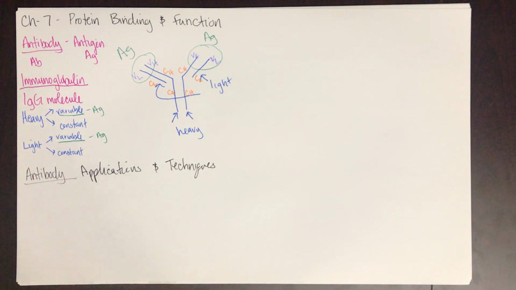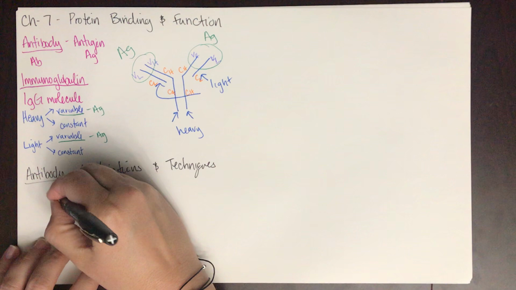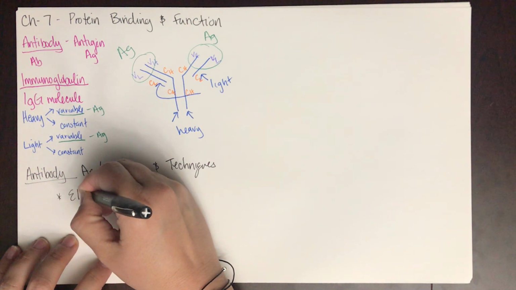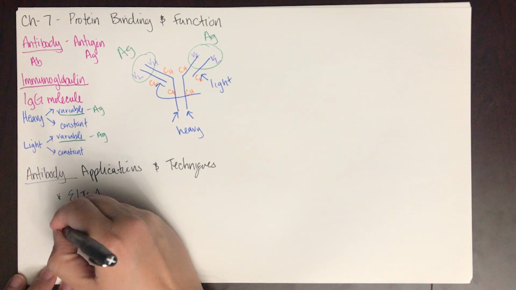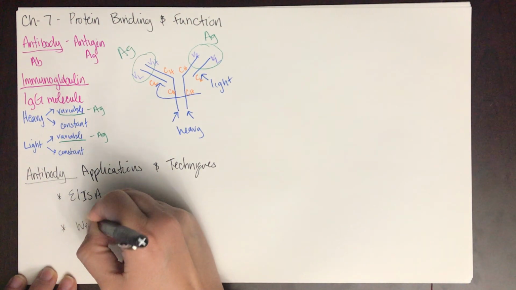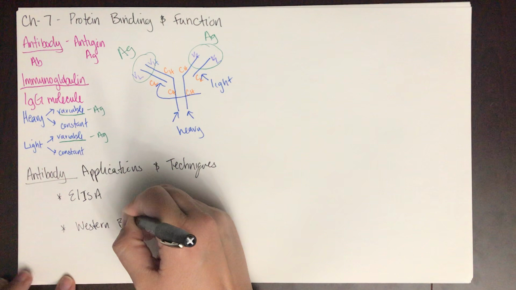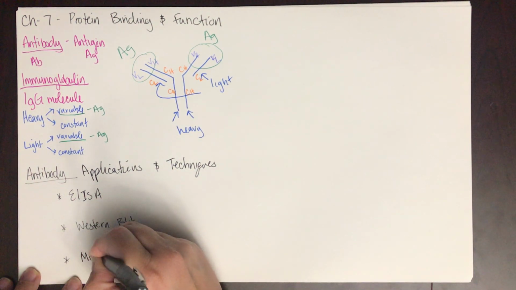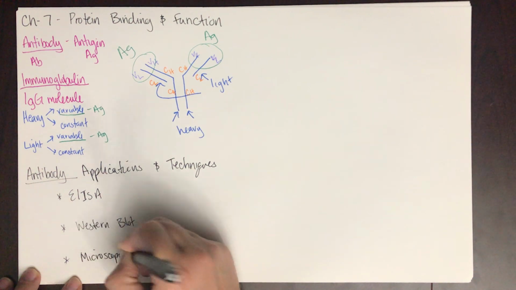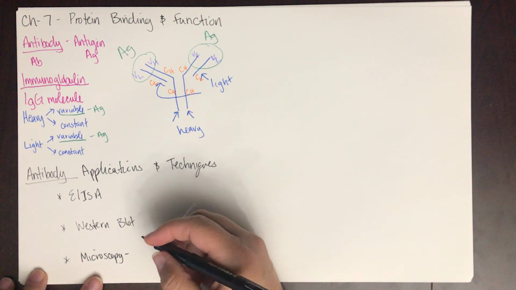There are many, and we're only going to talk about 3 today. One is called the ELISA. One is called a Western blot. And the third that we'll talk about is microscopy, specifically immunofluorescence.